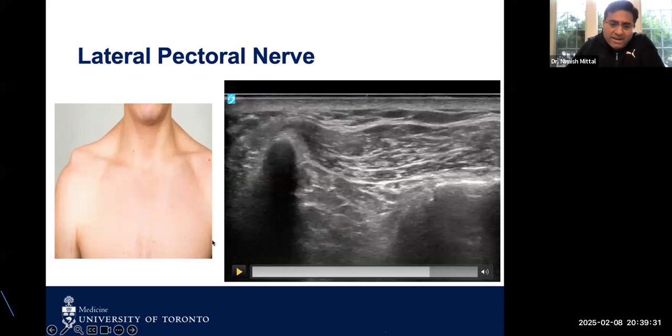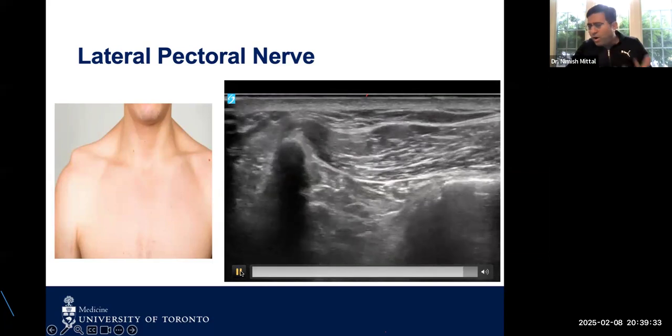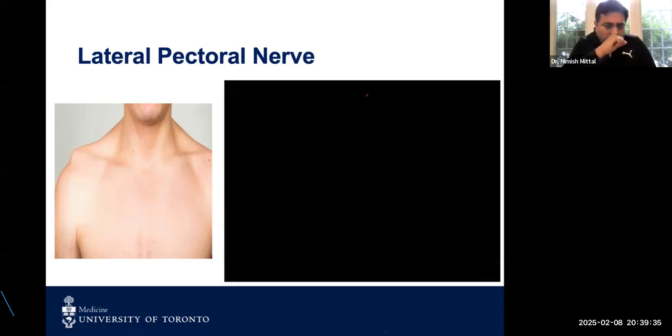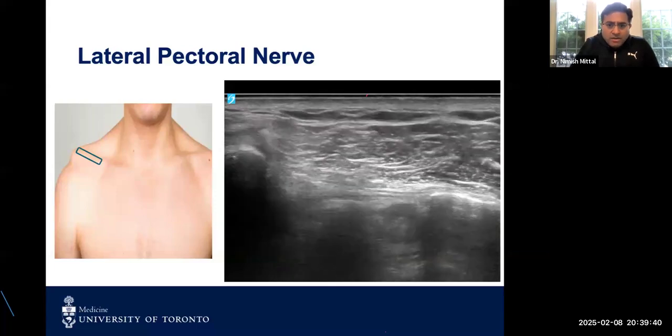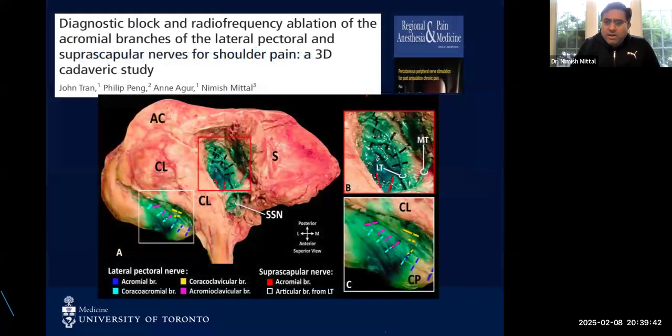The nerve is lying right next to it. So for an RFA or for doing a diagnostic block, this is how we do it. We also did another confirmatory study to look at whether doing an ultrasound-based approach, are we actually hitting the nerve appropriately or not? Again, we used 5 different specimens.